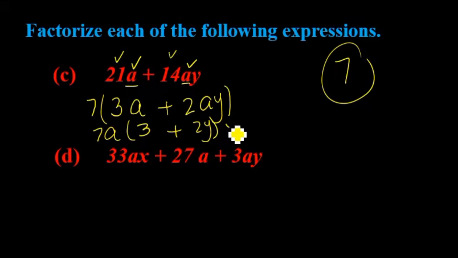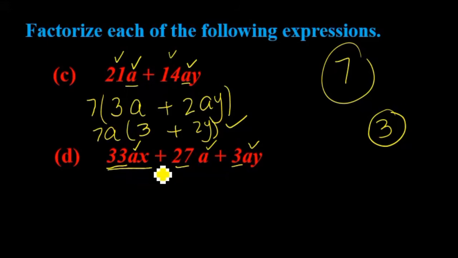Now come here. Next question. That is 33, 27 and 3. So what is the common factor? Common factor is 3. Now one more thing is there. A is common. So what is common in all three values? What is your HCF? That is 3. And in variables, what is common? A is common. So we will write here 3a.